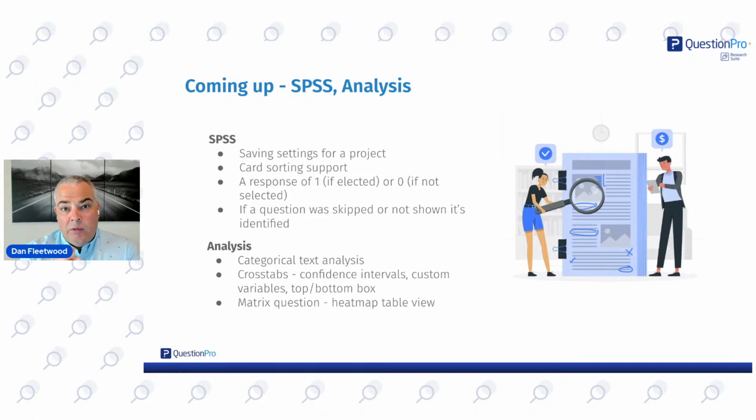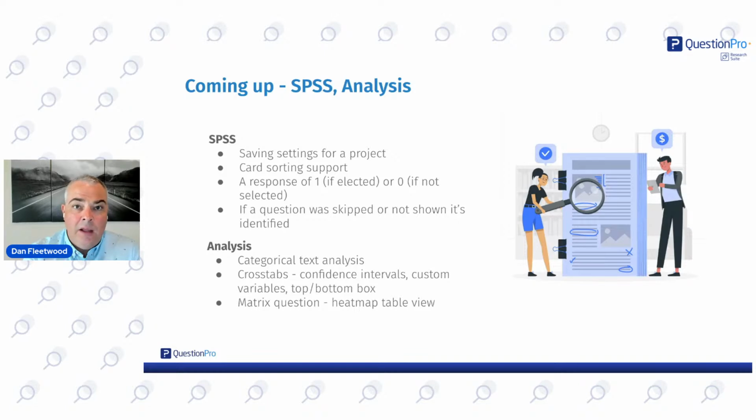And then analysis and reporting. It's something that we're going to be focusing on even more in the next couple of months, and I would say even going into next year, with adding things like categorical text analysis. Right now we have sentiment, which is great in some cases, but oftentimes you need to have more of a categorical analysis in your open ends.